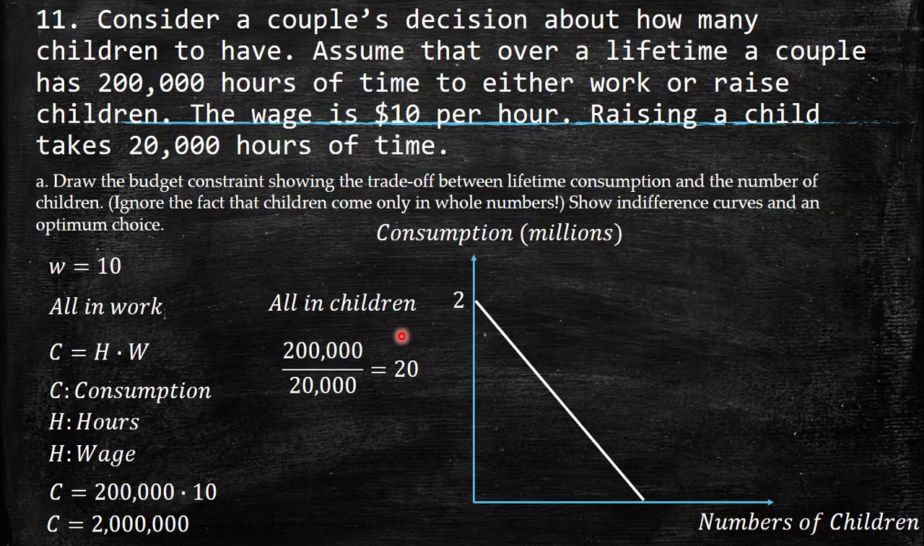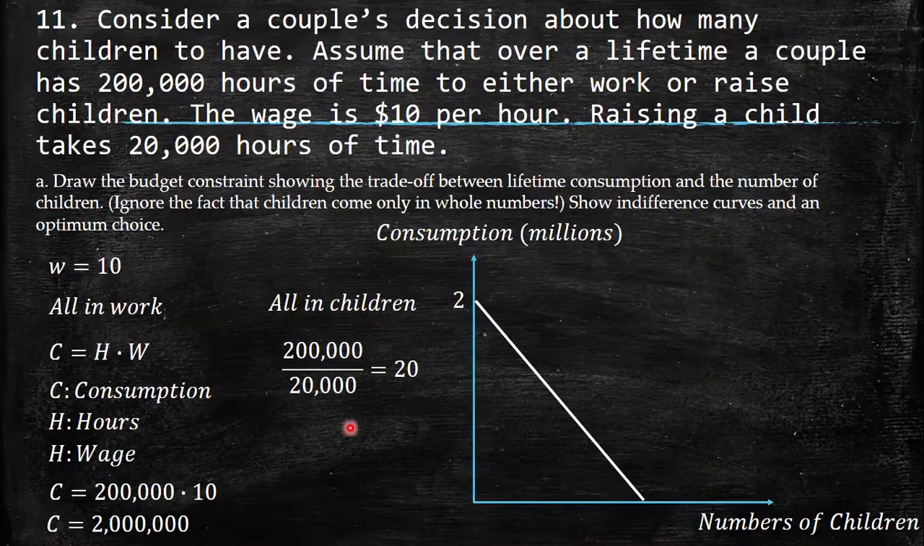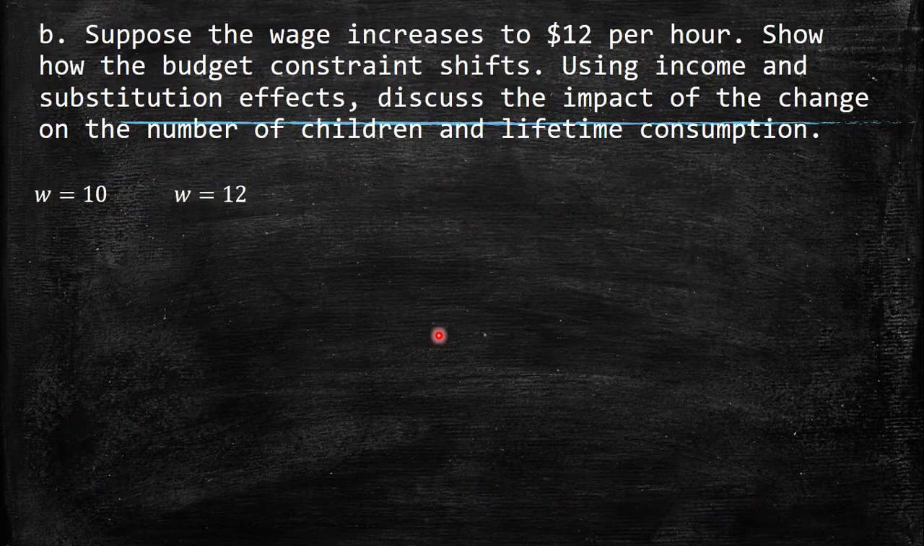And the other situation is in children, so you have 200,000, which is the hours available, over the time demanded by children, 20,000. Then you will have 20. Then this should be the other part. So this should be the maximum number of children if you devote all time to children, and this one all time to working. Then suppose the wage increases to 12 per hour. Show how the budget constraint shifts using income and substitution effects. Discuss the impact of the change on the number of children and lifetime consumption.